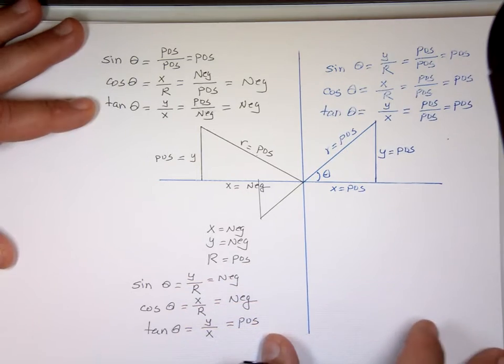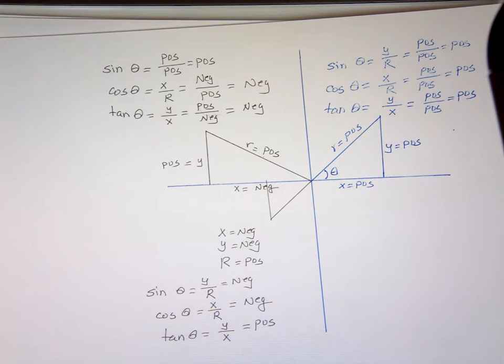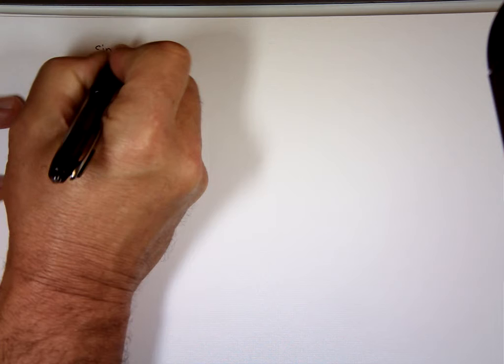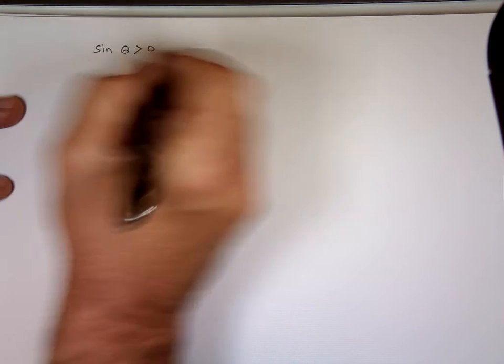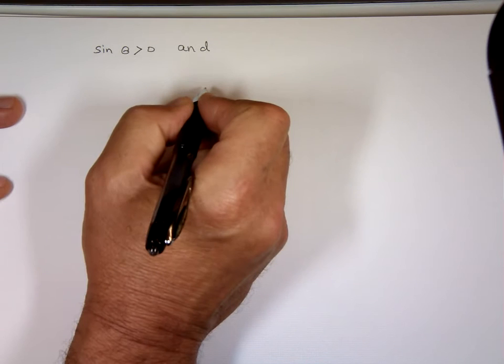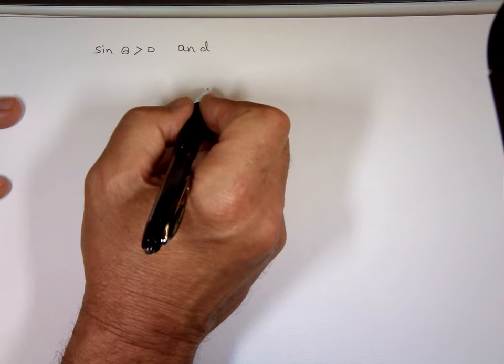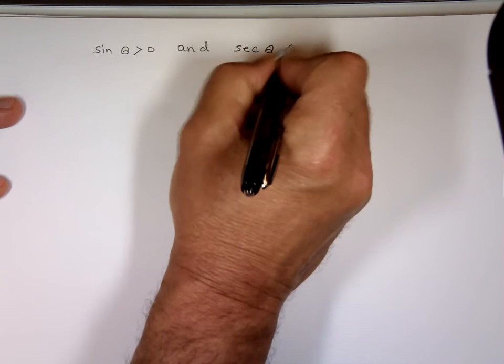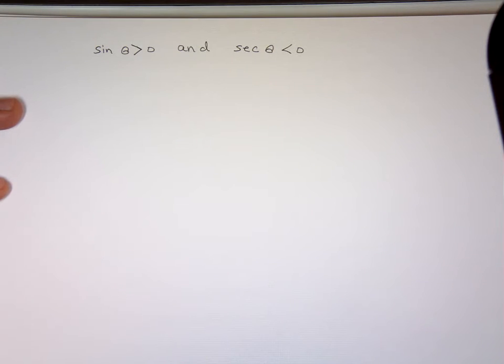For homework, you're going to get some questions, and the question will be just straightforward. The question will be asking you, in which quadrant? Identify the quadrant. For example, sine of theta is greater than 0, and secant theta is less than 0. Which quadrant?